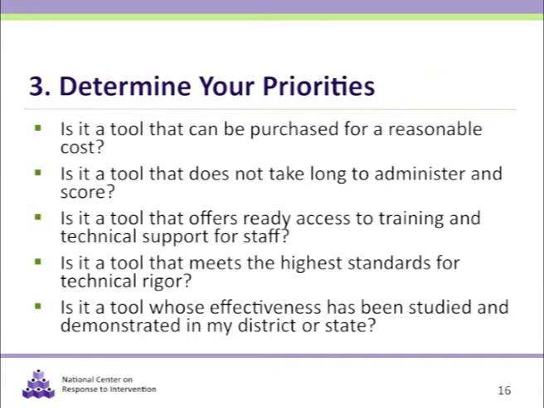Although you may want a tool that meets all of these criteria, such a tool may not exist. You will need to weigh your priorities carefully when making your selection. In determining your priorities, you should think about the following questions. For example, if cost is a priority, ask, is it a tool that can be purchased for a reasonable cost? Another example would be about training. Is it a tool that offers ready access to training and technical support for staff? You can see other examples on the slide.